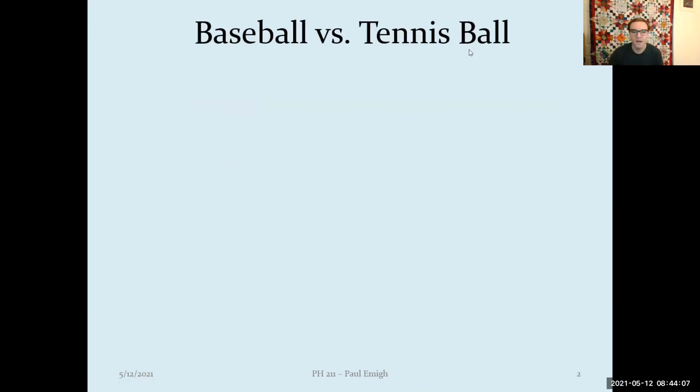The baseball, which I guess I can do in purple, is going to be sitting on the table at rest initially. And then the tennis ball, which I'll do in green, is over here, about the same size but less mass, and is initially moving with some velocity v. And then the baseball here is not moving. All right, so this is the initial moment in time.